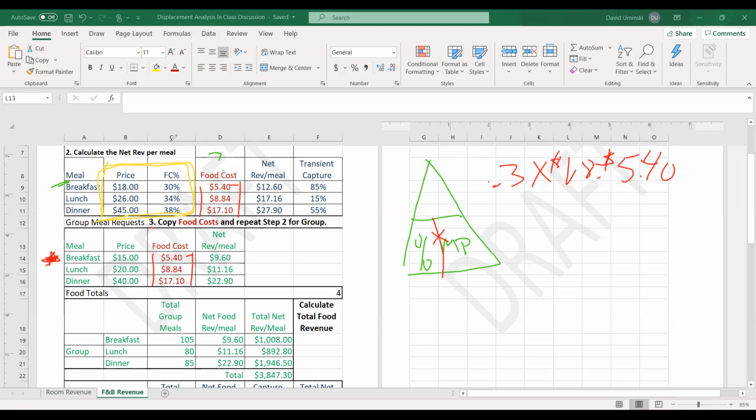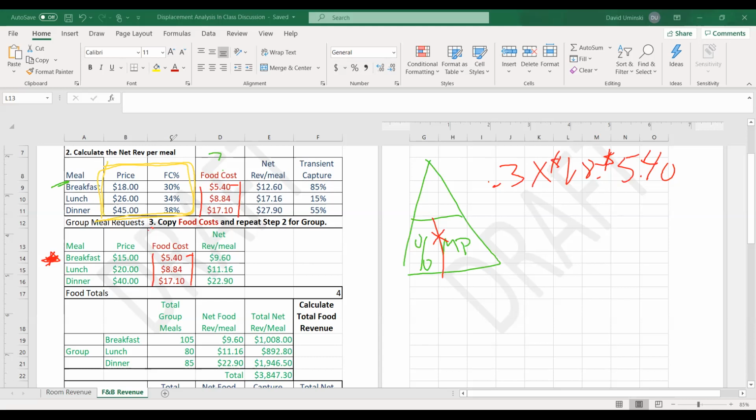Questions, comments, concerns about that? Because that's what hangs up a lot of people on this. Yeah, I had a question, because if you're doing 30% of the $18, that gives you the $5.40. And then 30%. You're saying the food cost is going to remain the same.